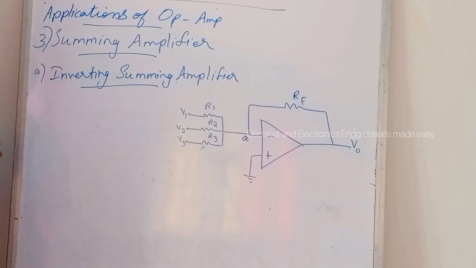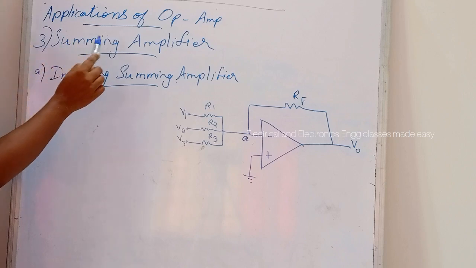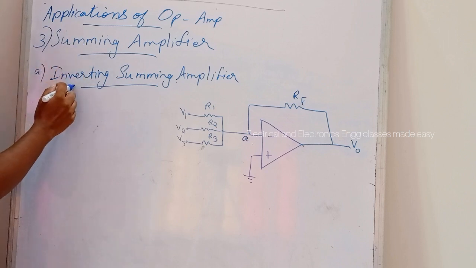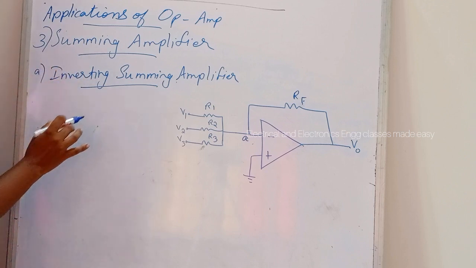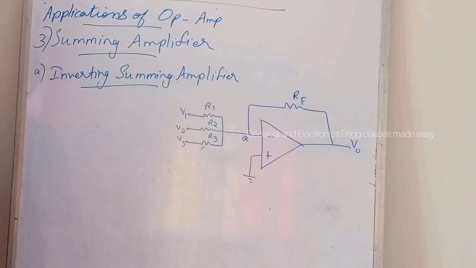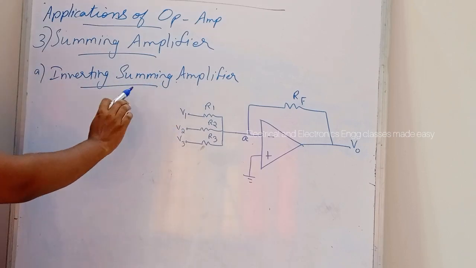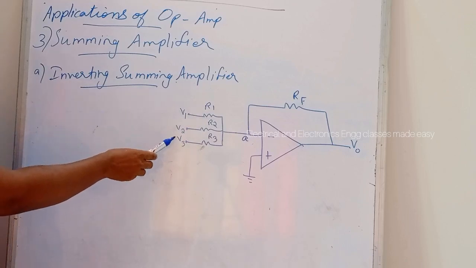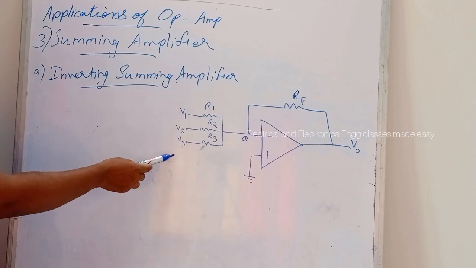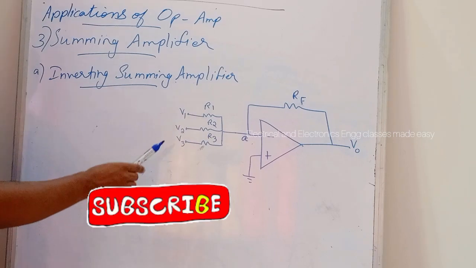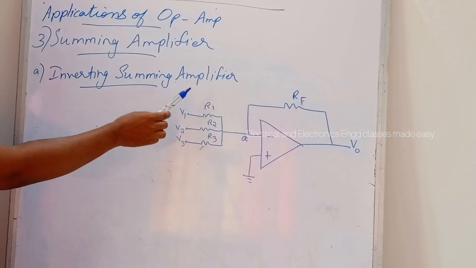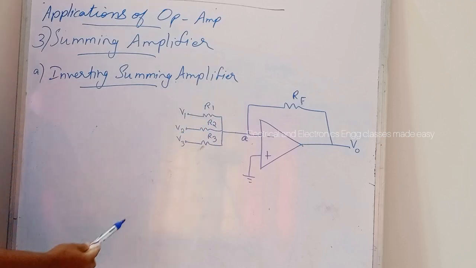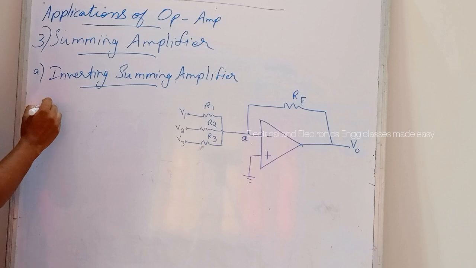Next is summing amplifier. In this circuit, the output is the sum of several input signals and it may be inverting or non-inverting. Let us discuss about inverting summing amplifier. This is the circuit for the inverting summing amplifier, and here there are three input voltages V1, V2 and V3, and R1, R2 and R3 are the 3 input resistors and RF is the feedback resistor. Then assume ideal op-amp.